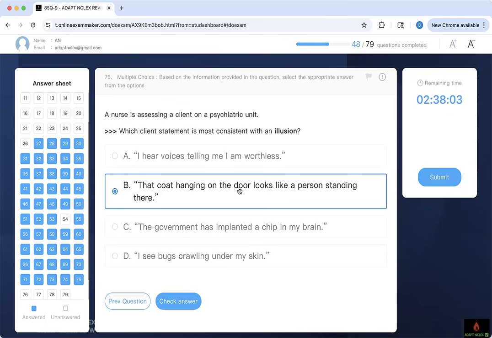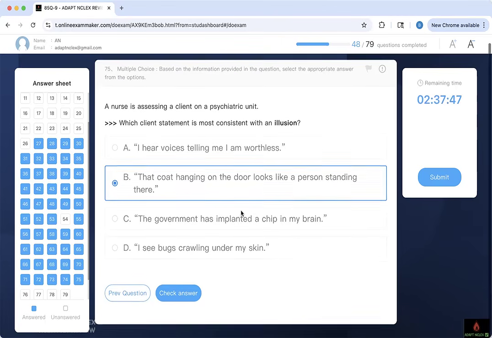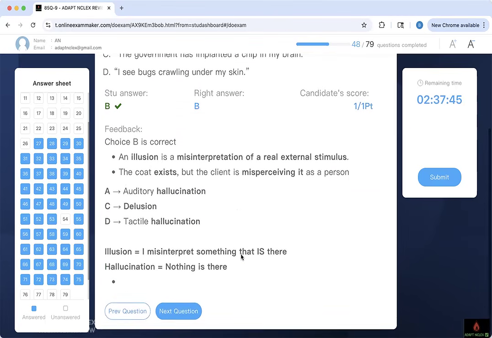This is what: coat hanging there on the door looks like a person. It's a coat. It's not the person. That's illusion. I hear voices is hallucination. Government implanted something is delusion. A bug crawling on my skin is hallucination. You got it? Never get it wrong anymore.